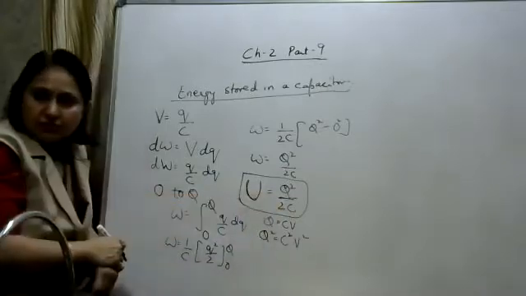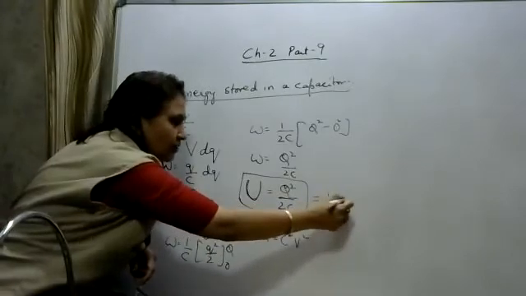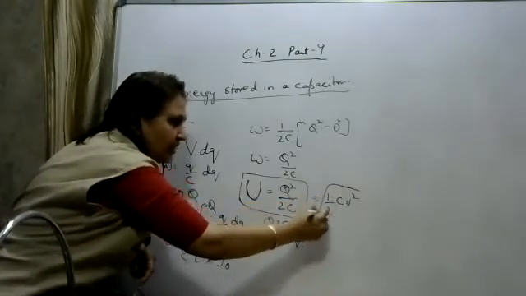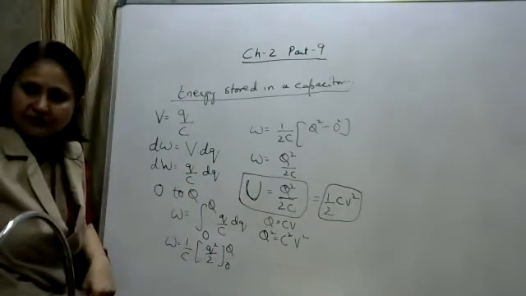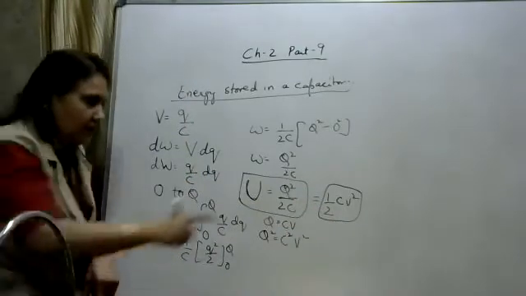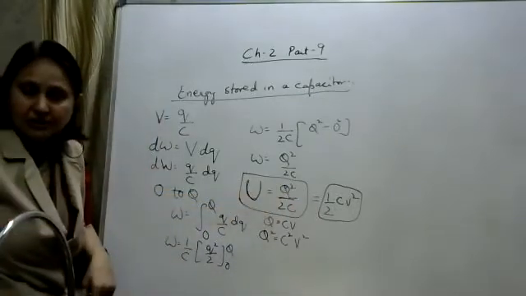One C cancels out. So what do you get? Half C into V square. So another expression of energy stored in the capacitor is half CV square. If C and V are given, then you use this expression. Q and C given, you will use this expression.